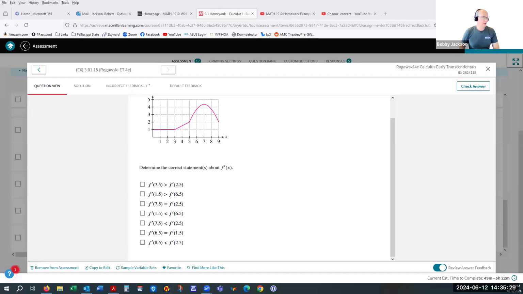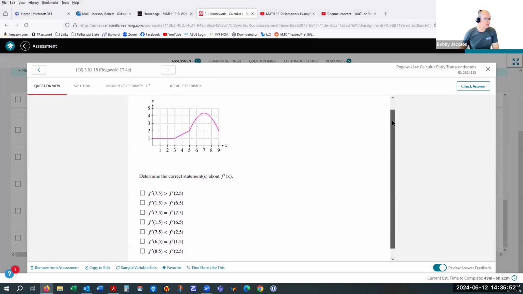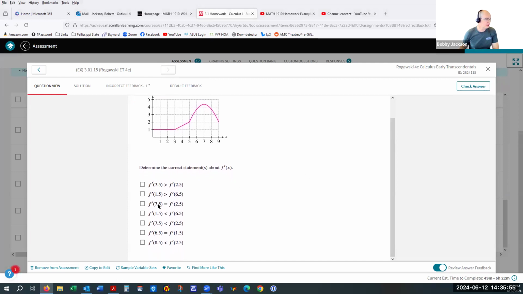Hey everyone, I want to take a look at number 17 in section 3.1. We're given this graph of the function f, and are asked to determine which of these statements are correct. There's actually more than one statement that's correct and more than one that's incorrect. All these statements have to do with the derivative of the function f. That's what the little prime mark means.